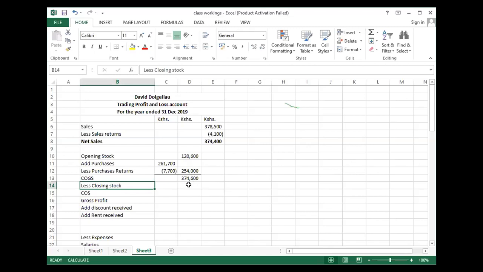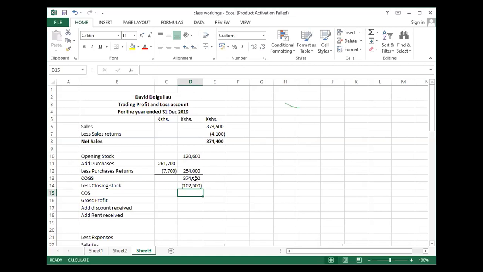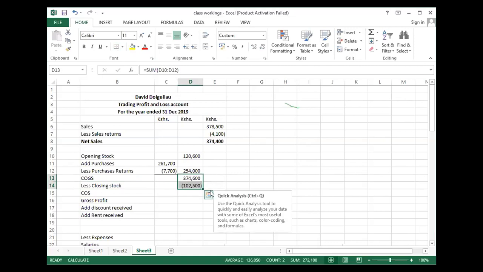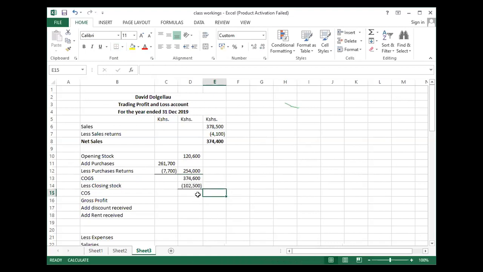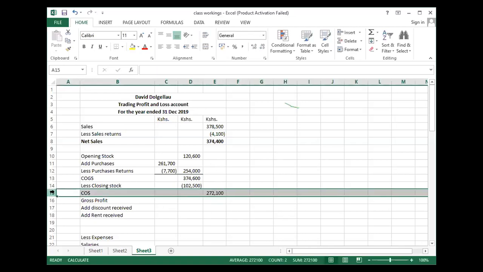Available closing stock is 102,500. If I do that, I'll get another figure that I will put here. Remember, one line down here on the third column, there is a purpose for that. So the figure is 272,100. I will put it there so that I am able to label that figure as the cost of sales.